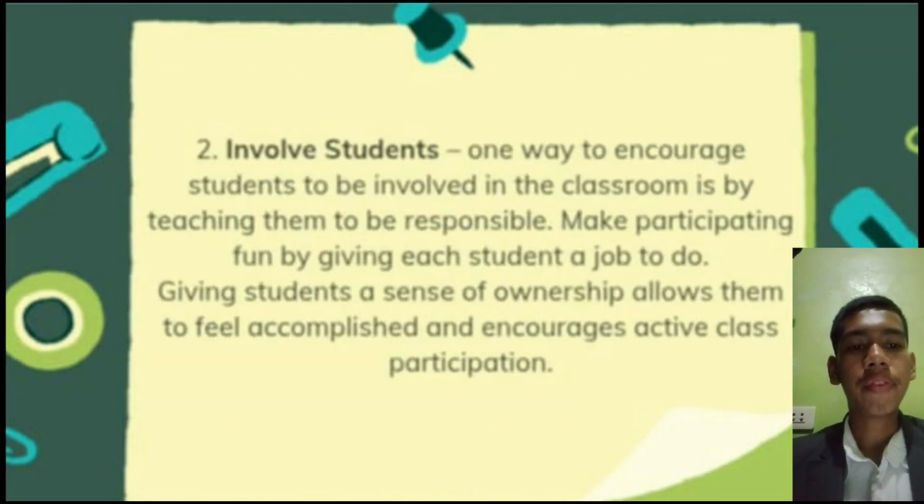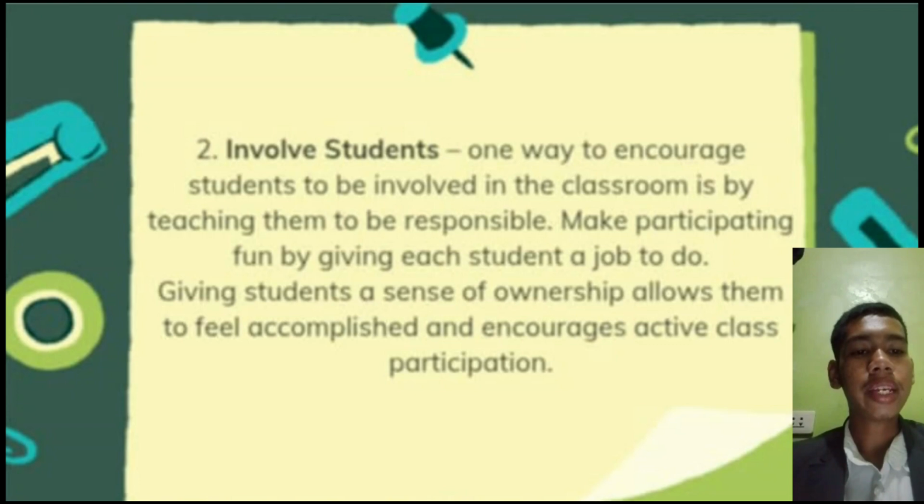The next is involve students. One way to encourage students to be involved in the classroom is by teaching them to be responsible. Make participating fun by giving each student a job to do. Give students a sense of ownership, allows them to feel accomplished, and encourages active class participation.